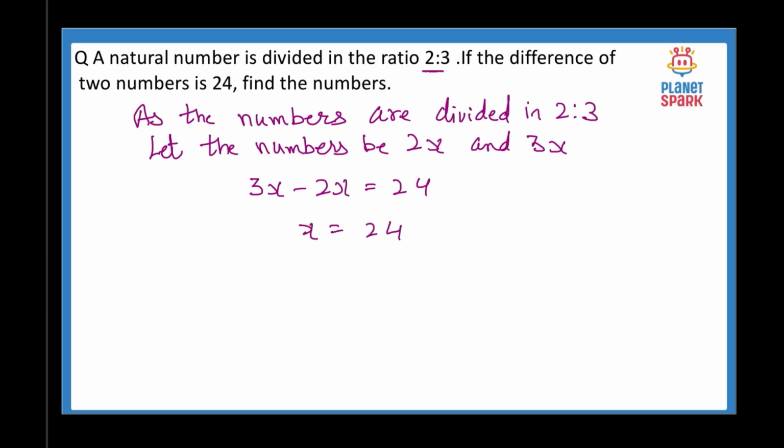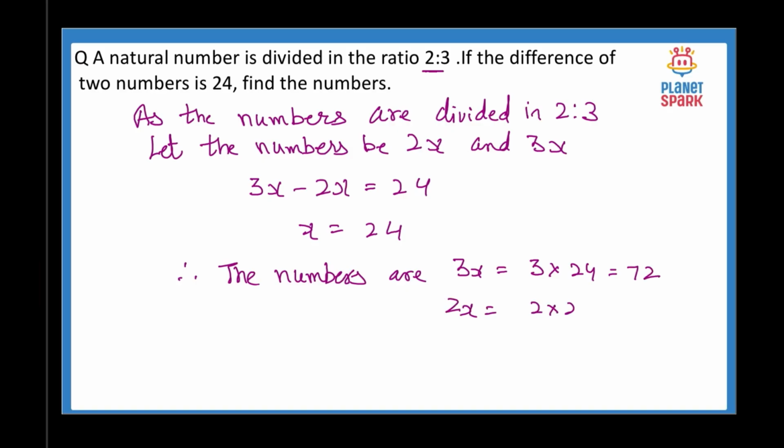Now we are supposed to find out the numbers. And the numbers were 3x and 2x. 3 into x, that means 3 into 24, and 3 into 24 is equal to 72. Second number is 2x. 2 into 24 is equal to 48.